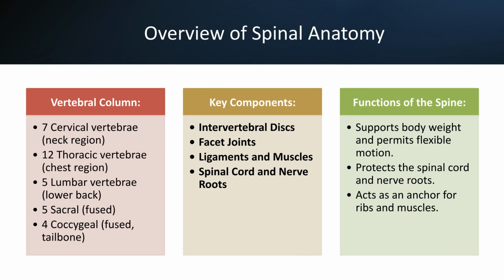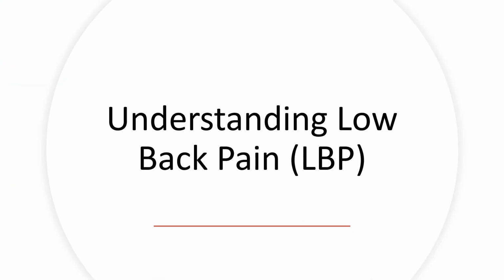An overview of spinal anatomy includes the vertebral column, key components like discs and nerves, and its functions such as supporting weight and protecting the spinal cord. Next, we will focus on understanding low back pain, commonly referred to as LBP.